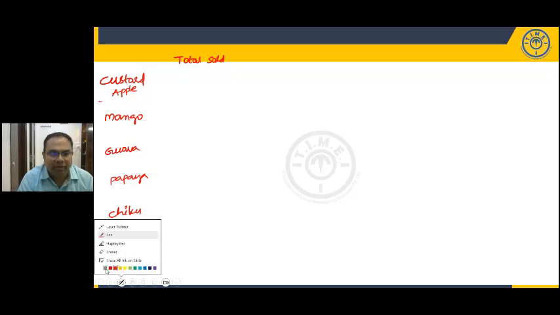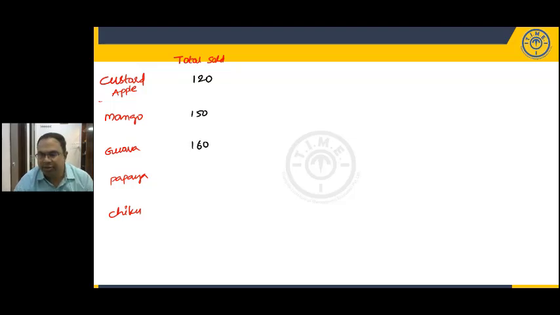I'll not draw any table, we can put it in a table. 120, 150, 160. 12 is to 15 is to 16, 19 is to 18. 190, 180. Now, in the table we have got the unripe is to ripe ratio: unripe sold is to ripe sold.